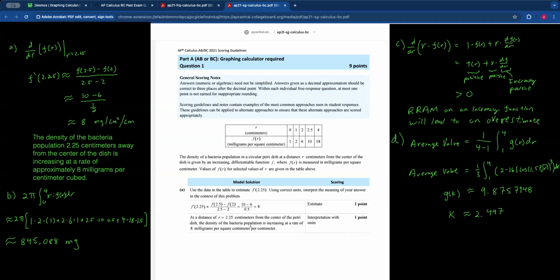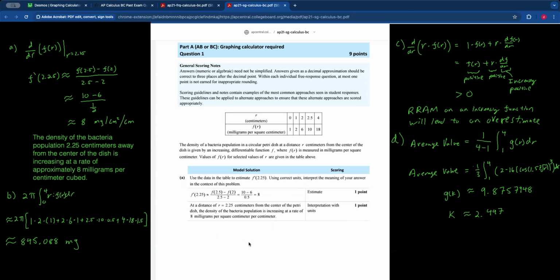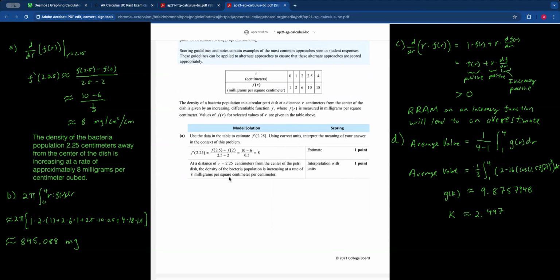The density of the bacteria population is increasing at a rate of 8 milligrams per square centimeter per centimeter. Yeah, okay. So again, per centimeter cubed is going to work out well. This is a really strange one. Always remember, when you're taking a derivative, figure out what you're taking the derivative with respect to. That'll directly give you hints as to what your denominator unit should be. If you're differentiating with respect to the radius, you're taking a derivative with respect to some sort of length. If you're doing it with respect to time, then you better use a unit of time. So just be careful on that.